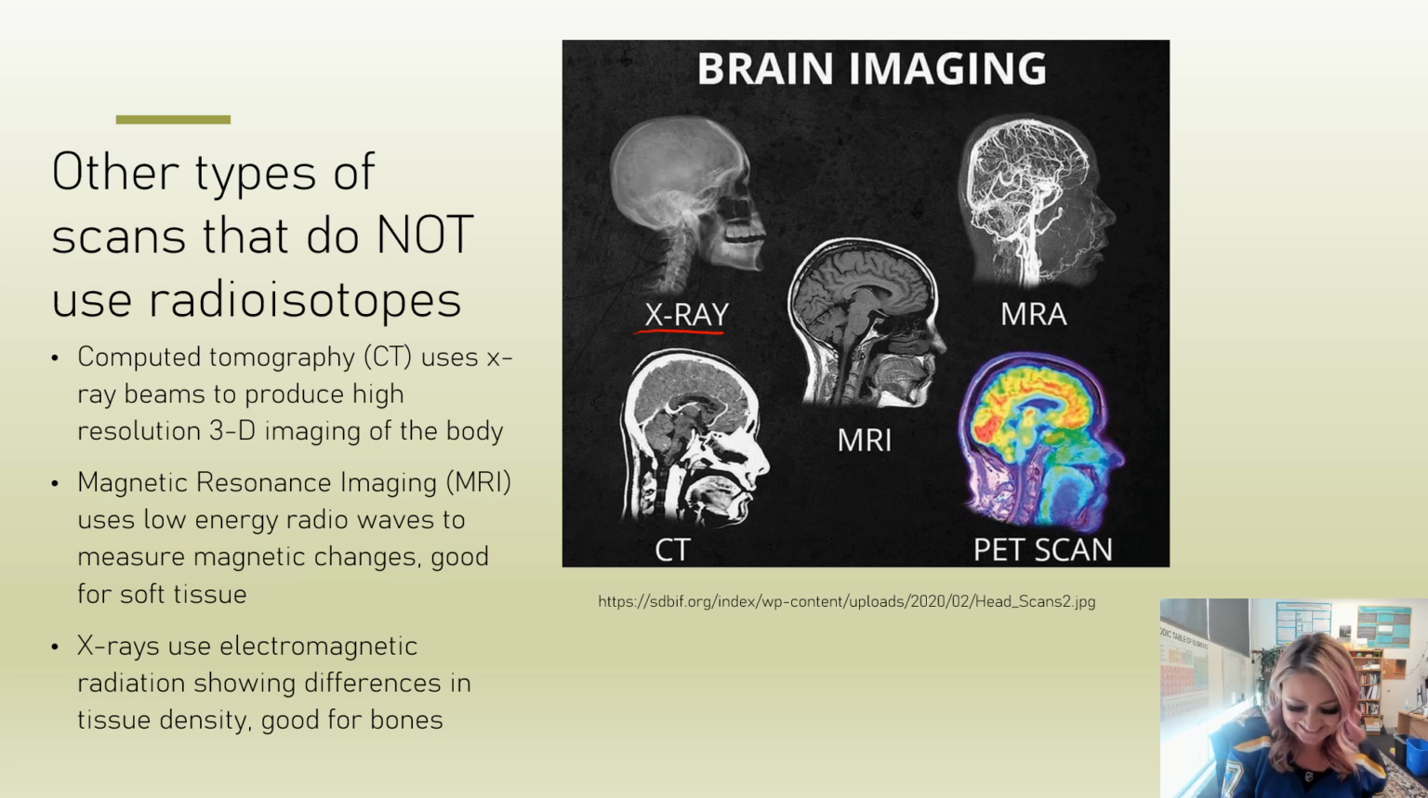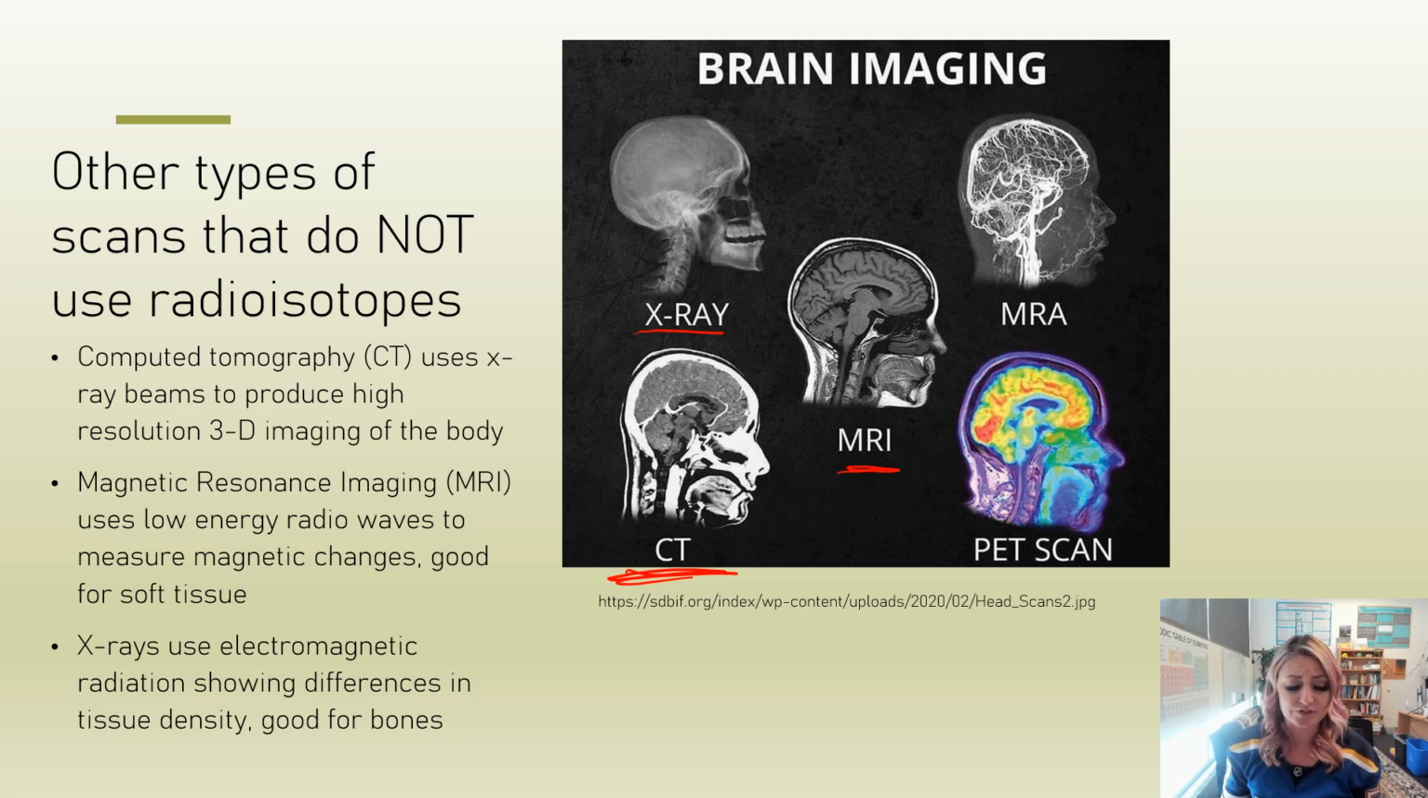CT scans. I crack myself up. CT scans are computed tomography, and these are actually using X-ray beams that produce high-resolution 3D imaging of the body. Also, because we're looking at X-ray images, this is not great for soft tissue, but it's a little bit better. Also doesn't use radioisotopes. And finally, MRIs or magnetic resonance imaging.